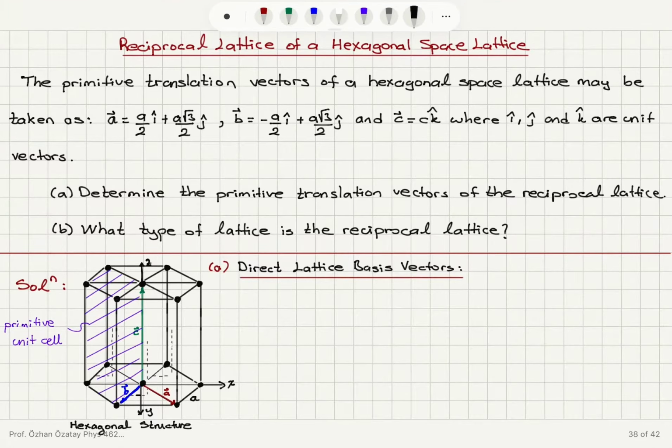Reciprocal lattice of a hexagonal space lattice. The primitive translation vectors of a hexagonal space lattice may be taken as a over 2 i hat plus a square root 3 over 2 j hat, minus a over 2 i hat plus a square root 3 over 2 j hat, and c k hat, where i hat, j hat, and k hat are unit vectors. A. Determine the primitive translation vectors of the reciprocal lattice. B. What type of lattice is the reciprocal lattice?